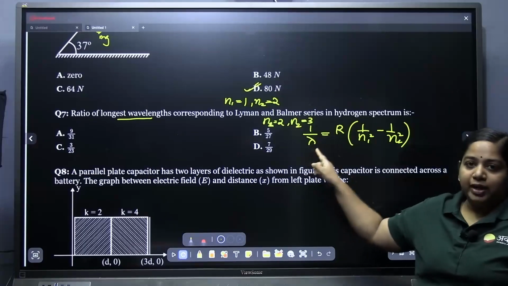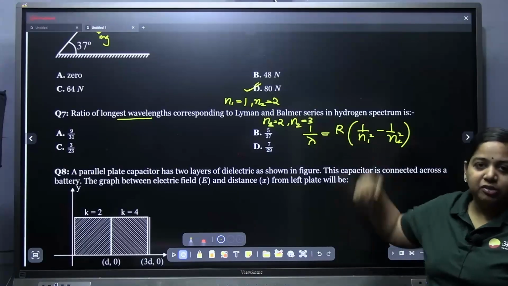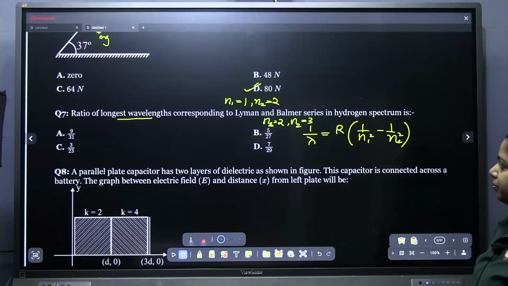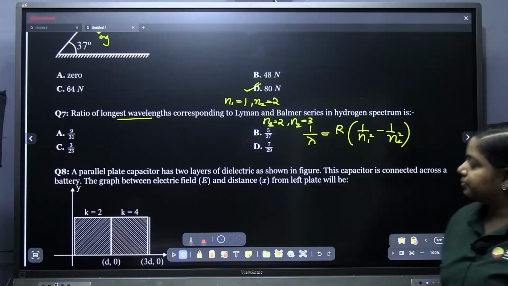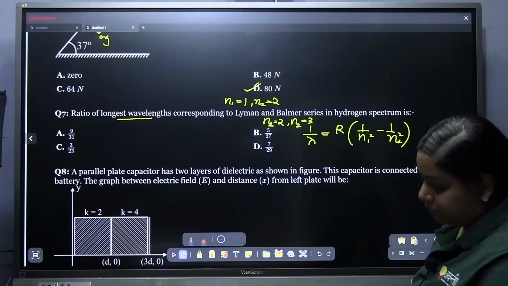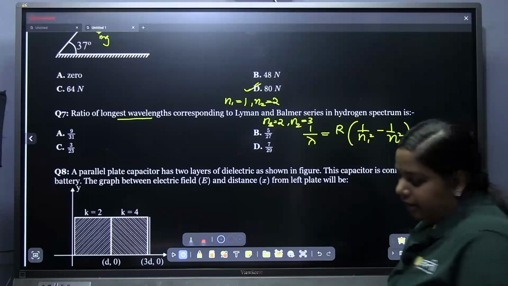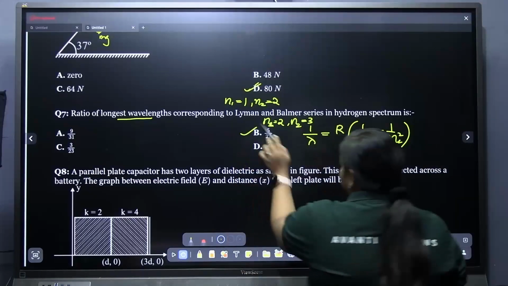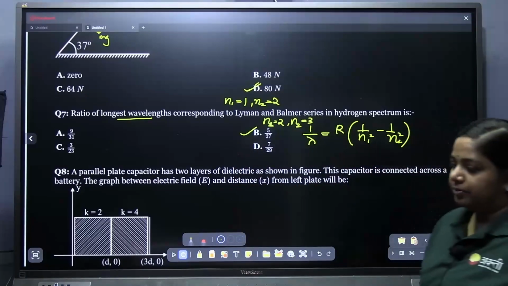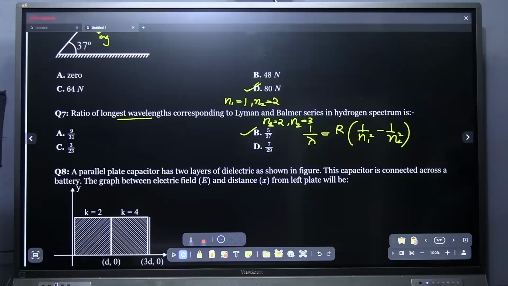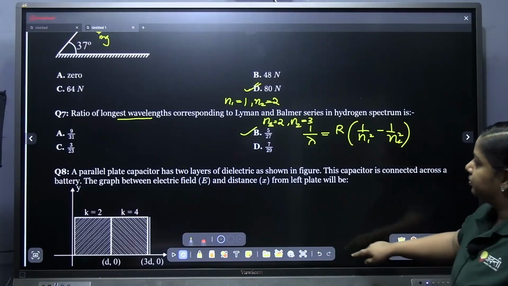Calculate lambda of Lyman, lambda of Balmer like this. Find the ratio, you will get the answer. Okay. Question number 7. Is there any doubt in that? Answer is option B, 5/27. Okay.